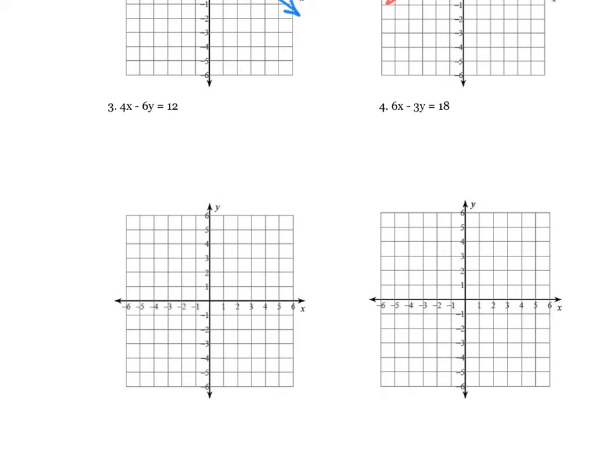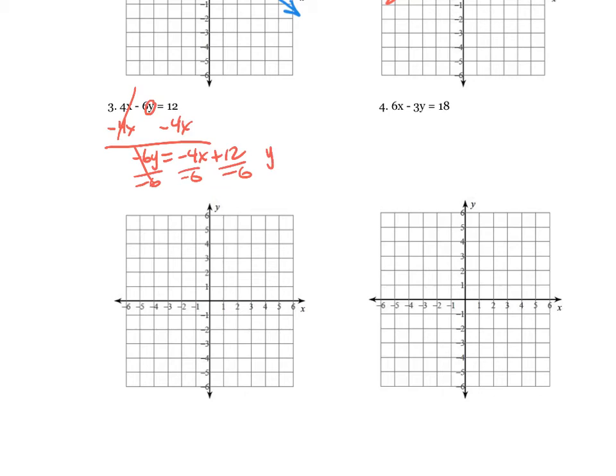Example 3. Again, I'm getting everything away from the y, so I'm going to move the 4x first by subtracting 4x from both sides. Now be careful after those cancel. Negative 6y is what's left on that left-hand side. I have negative 4x plus 12. So don't forget to drop that negative sign down with the 6y. Then I'm going to divide everything by negative 6, and that's everything, the entire right-hand side, by negative 6.